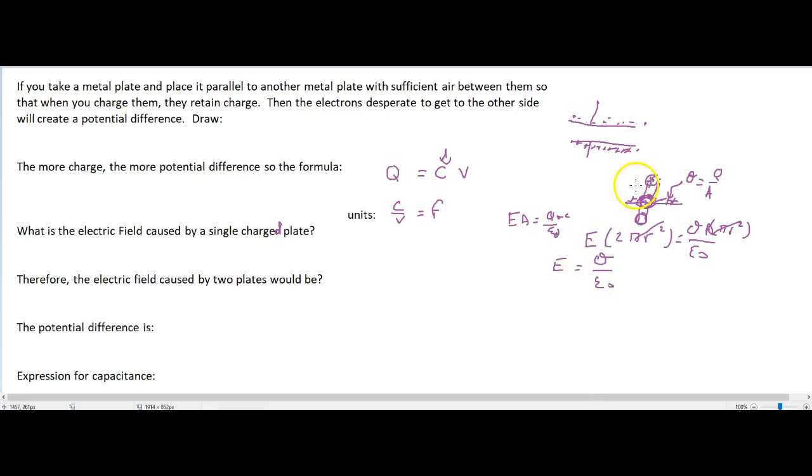So therefore, what's the electric field caused by two plates? We know how much this one pushes, and this one is also going to pull the other way. So they're going to add to each other, and so it's going to be double this. Well, it's already a half, so the electric field caused by two plates would be sigma hat over E naught.